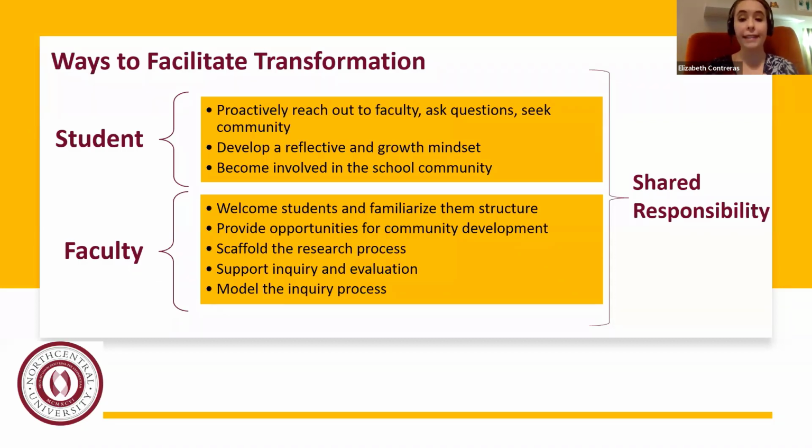Yeah, the Academic Success Center. Thank you. Yes, I am not good with remembering names of things, but yeah.